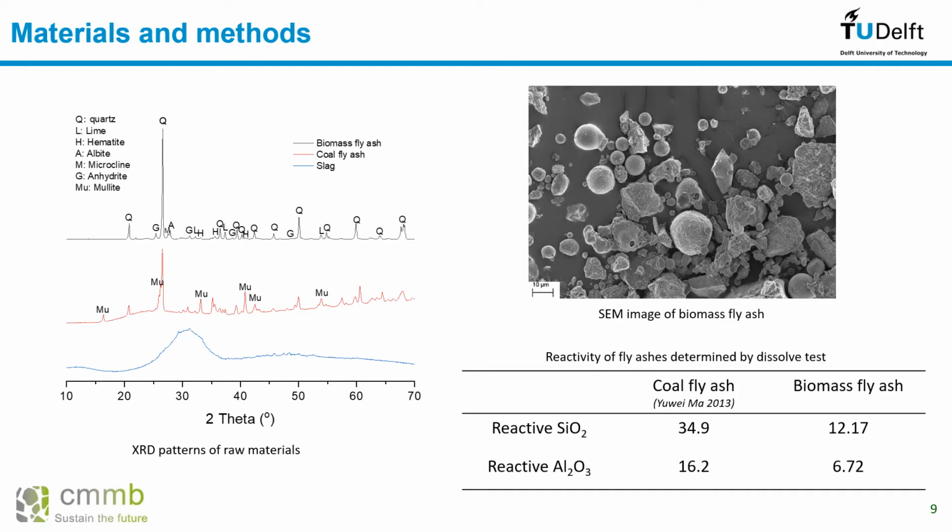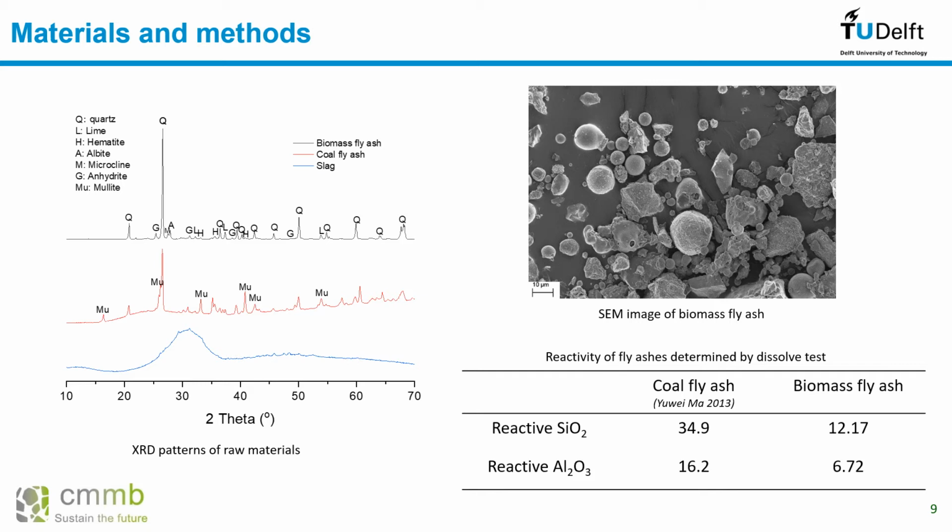We did the XRD test to see the mineralogical composition of the raw materials. Compared with the coal fly ash, the XRD pattern of the biomass fly ash is more flat, and we can find a quite complicated mineralogical composition: quartz, lime, hematite, albite, microcline, and anhydrite. For the coal fly ash, we can find the amorphous hump between 20 and 30 degrees, but that is not the case for the biomass fly ash.